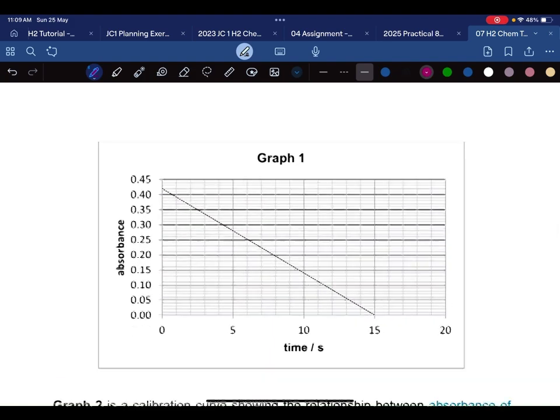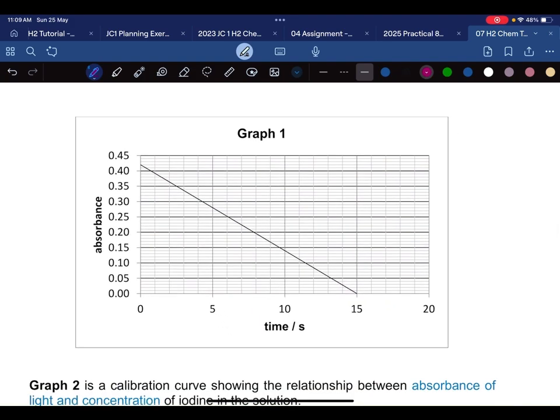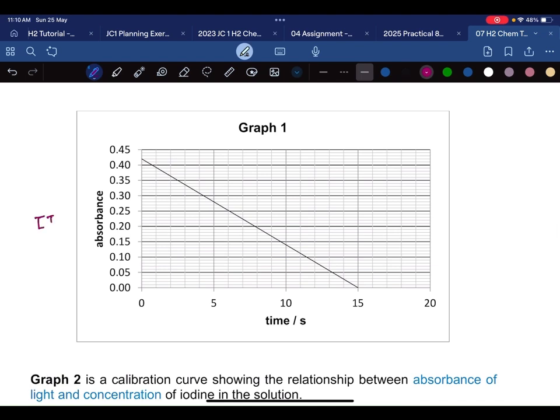So now let's look at the graph. Okay, you have graph 1, which shows you the change in the absorbance with time. So remember, just now we were looking at iodine being directly proportional to the absorbance value. So we know that the higher the absorbance, the higher the concentration. So we can think of this graph to be equivalent to the graph of iodine concentration versus time. Okay, we can treat this as a concentration time graph.